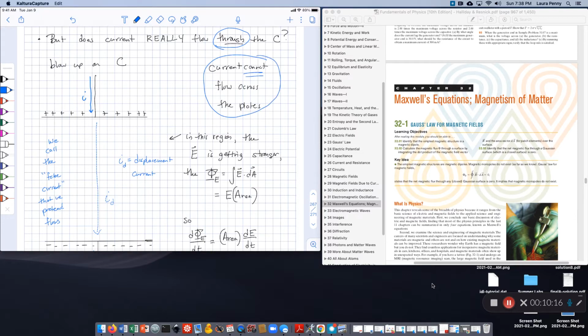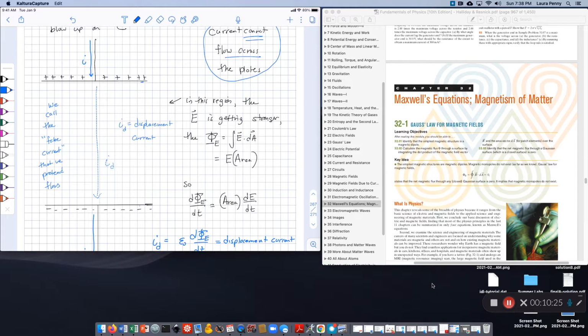Current cannot flow across from one side over here to the other side. It can't do that. But in that region, as you build up more and more charge on these plates, I am getting an electric field. I'm building a stronger and stronger electric field as time goes by. So in this region, this electric field is getting stronger as this flows.